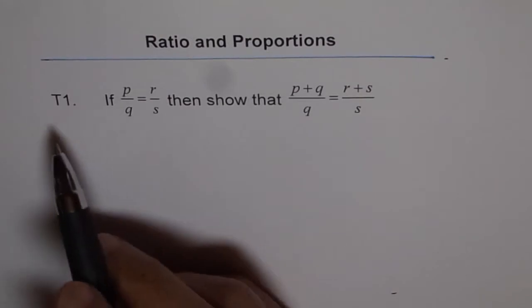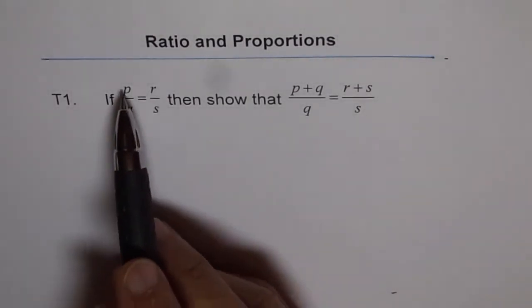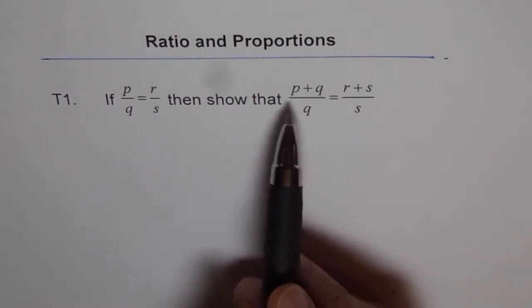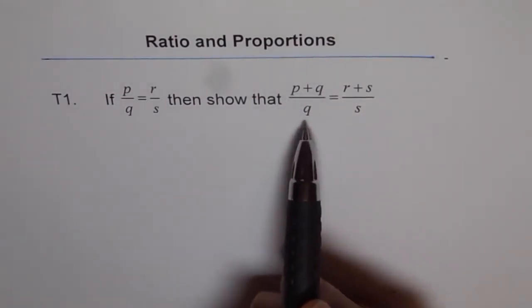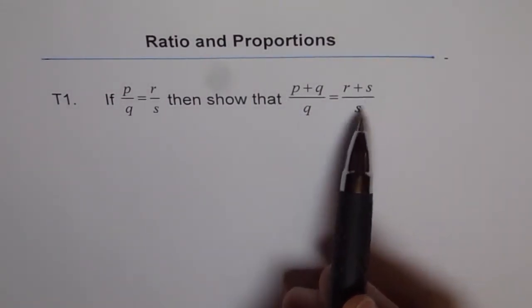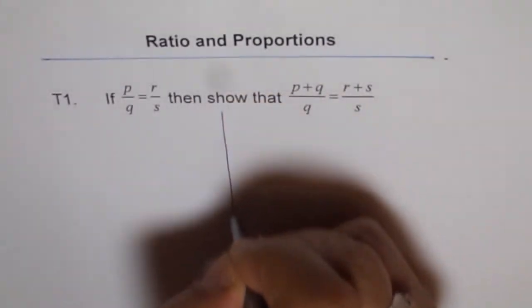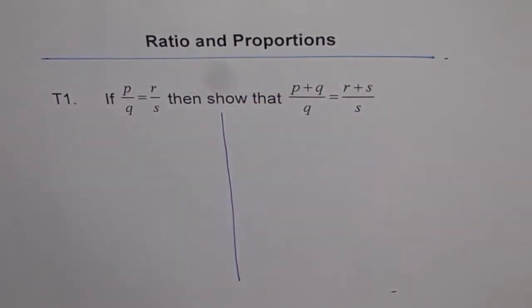Now the question here is, if P over Q equals R over S, then show that (P plus Q) divided by Q equals (R plus S) divided by S, right? So I'll do this problem in two different ways for you. So let me divide this page into two halves and show you both the solutions. Here is the first one.